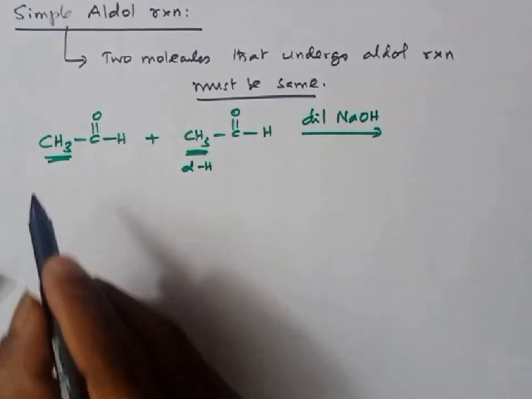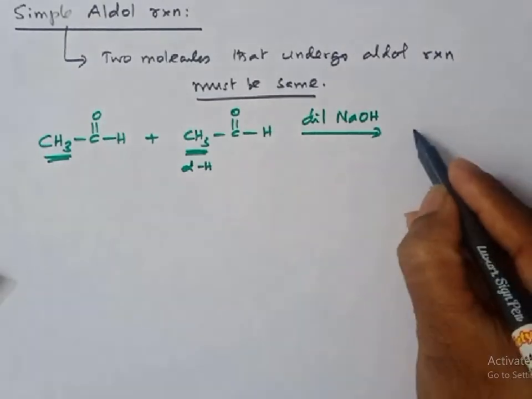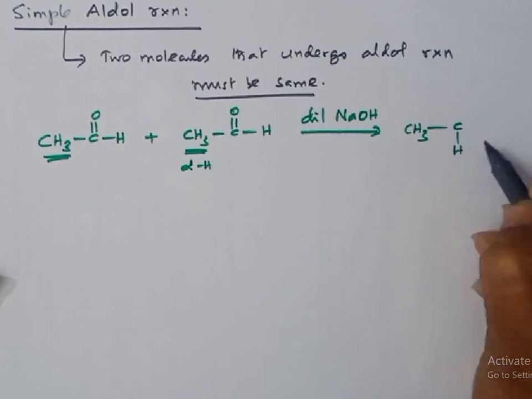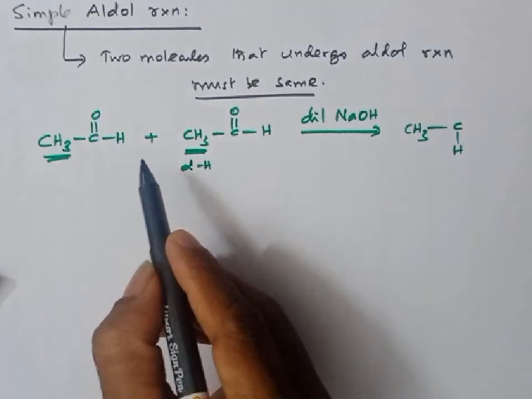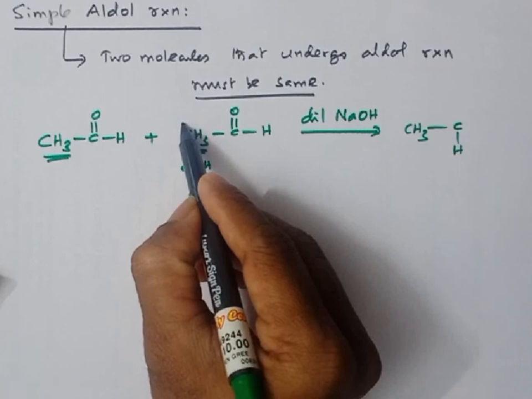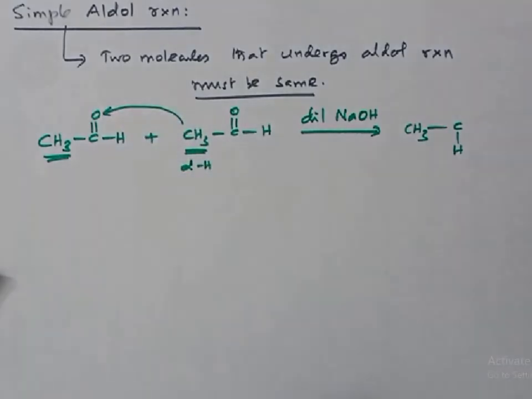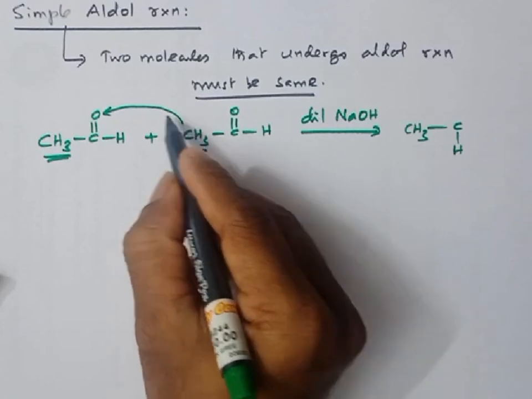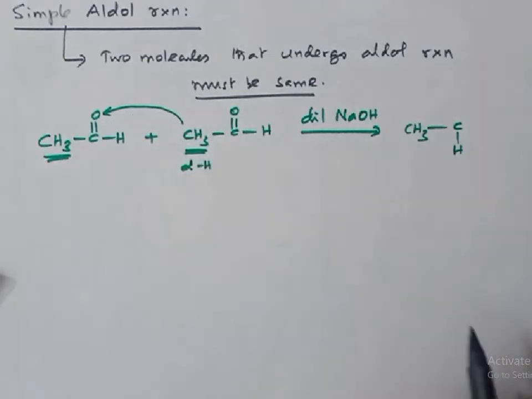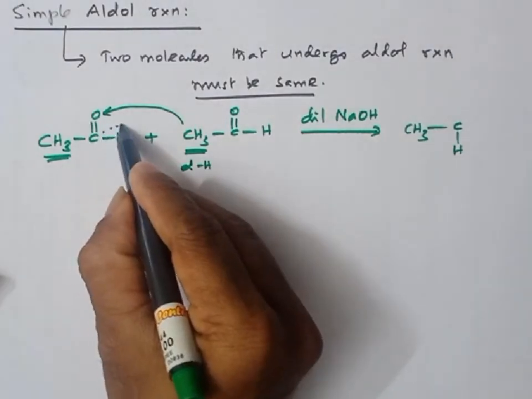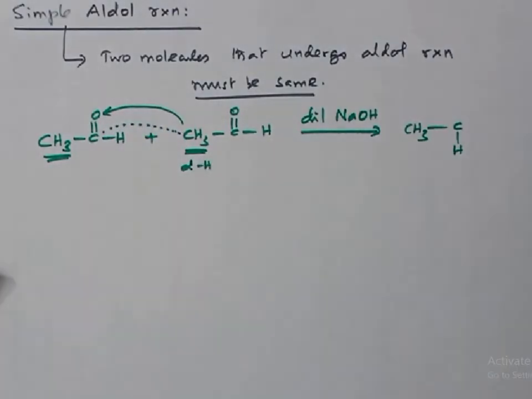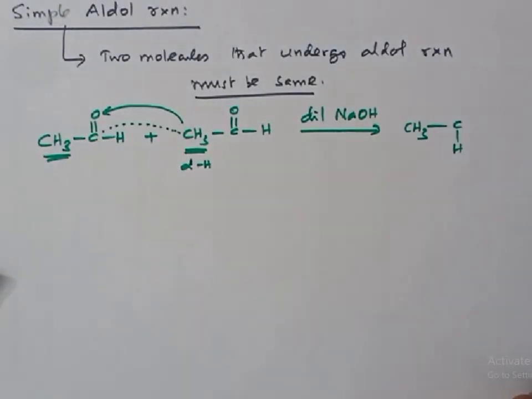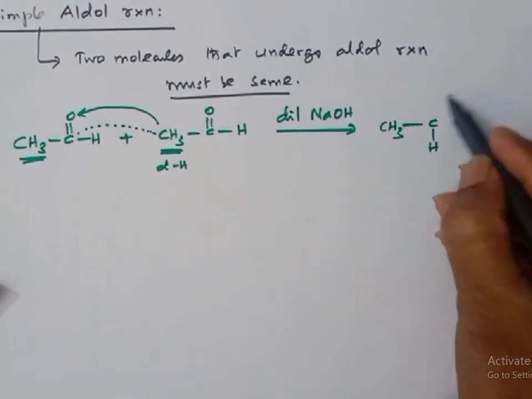Students, observe carefully. Keep this CH3 and CH group as such. Now, from this carbon, one alpha hydrogen is transferred to this oxygen, and the double bond becomes a single bond. Then you will get a new bond between the alpha carbon and the carbonyl carbon of the other compound. This is what is going to happen.